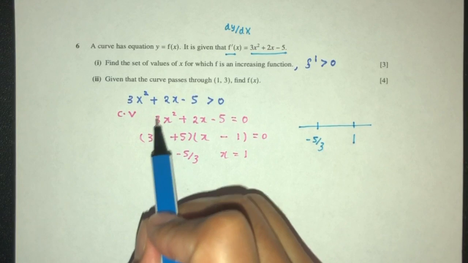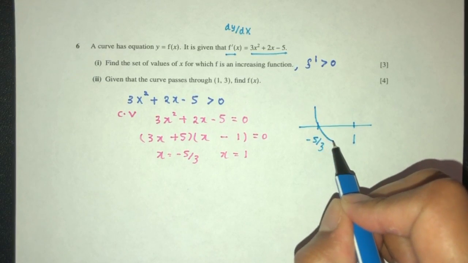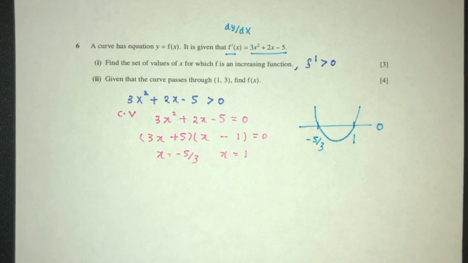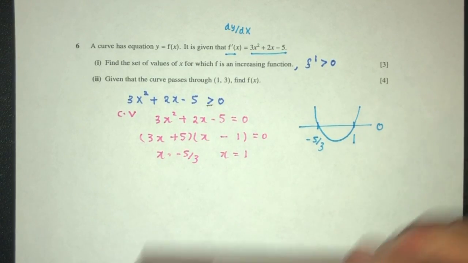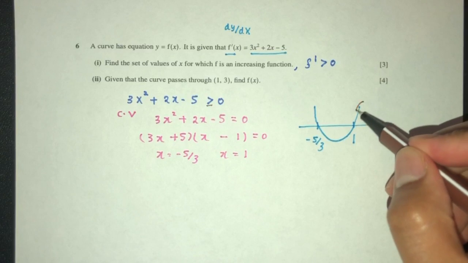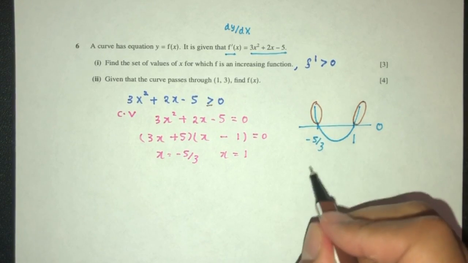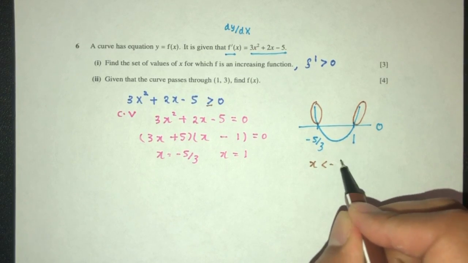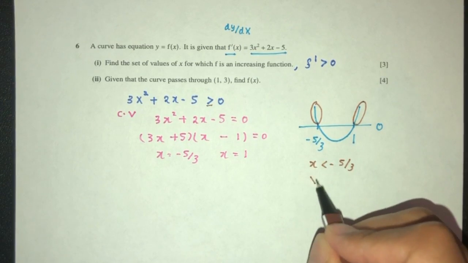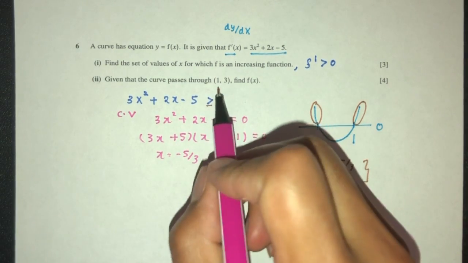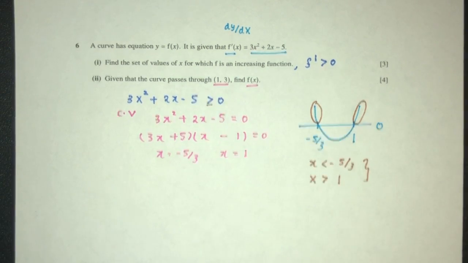Now because it is positive 3, the shape of the graph will be something like this. Now this is the line 0. We're looking for values more than 0, so above 0 it will be this side and this side. So obviously it is the values which are less than minus 5 over 3 and more than 1. So these will be the set of values of x for which f is an increasing function. Now part 2, given the curve passes through the point this, find this. So pretty easy.